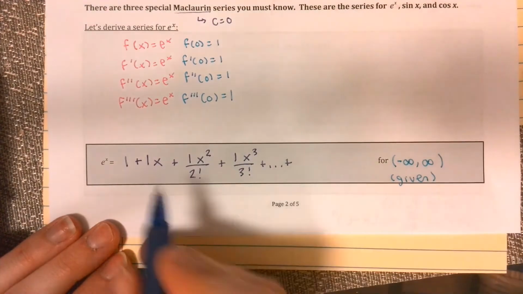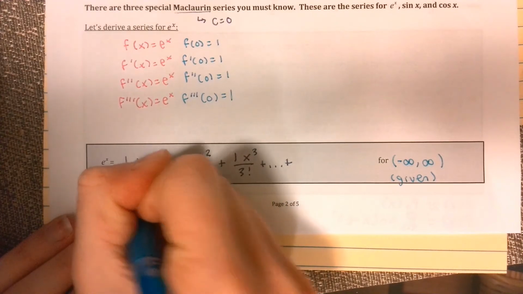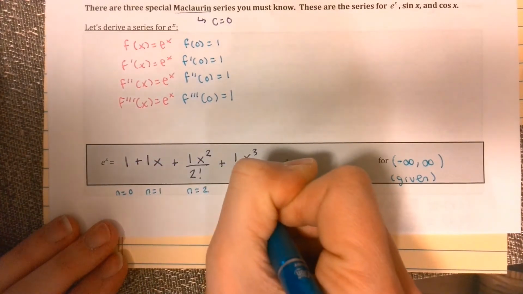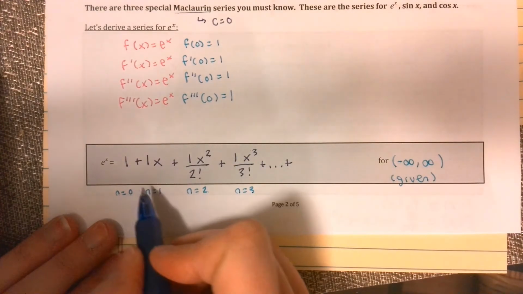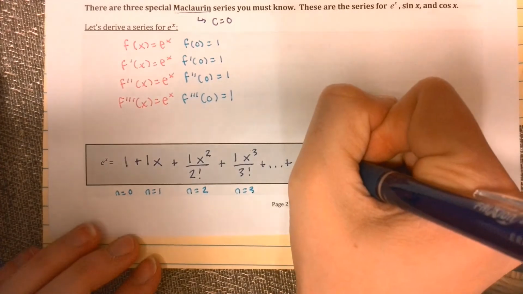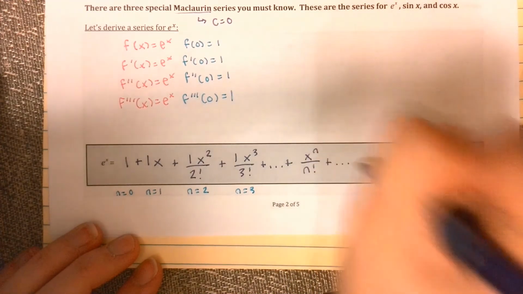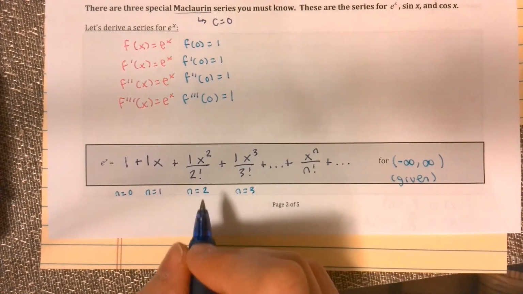Okay, let's look at our general term. Again, it's going to be n equals 0, n equals 1, n equals 2, and n equals 3. Well, there's not a lot to this pattern. I know that my n's match both the factorials and the exponents on x. So I'm going to say that the general term is x to the n over n factorial. And that's it. Here is our power series for e to the x.